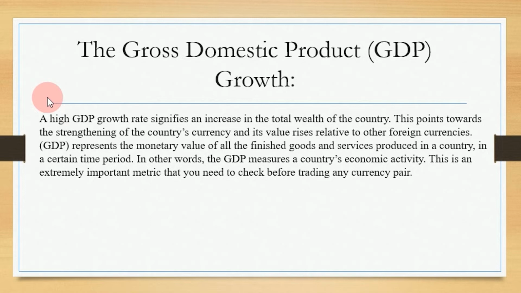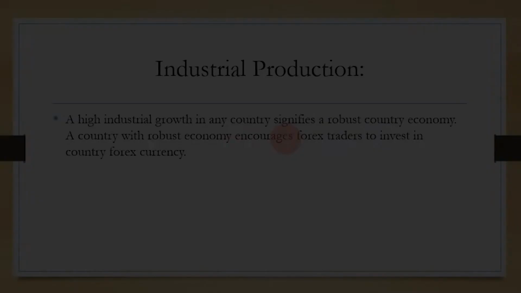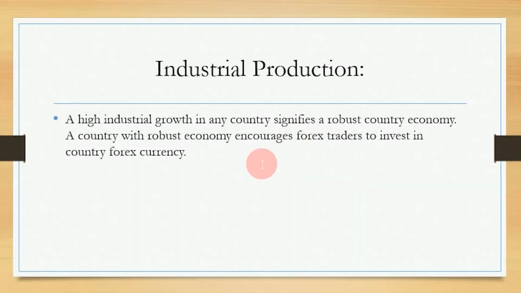So in this case, the price of their currency increases because the demand toward their currency increases. Okay, this is true in the case of Japan, China, US, and Germany. Okay, next, industrial production. A high industrial growth in any country signifies a robust country economy. A country with a robust economy, robust means huge. Okay? A robust economy encourages forex traders to invest in that country's currency.